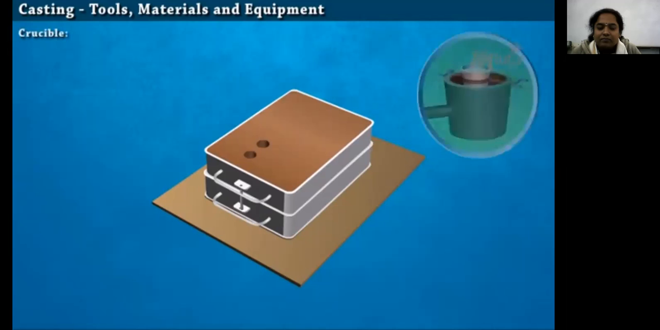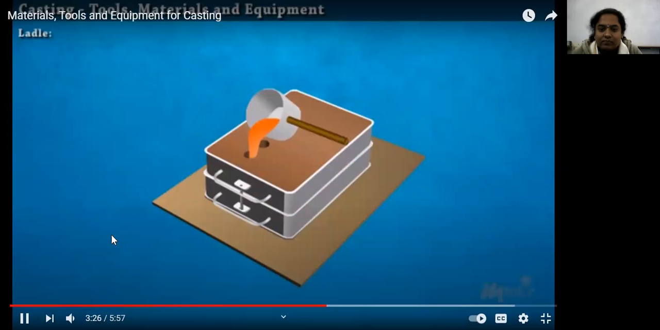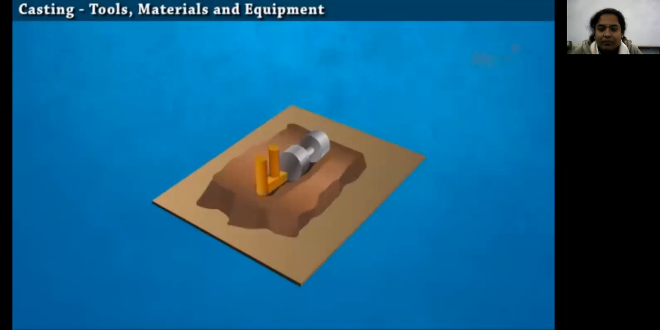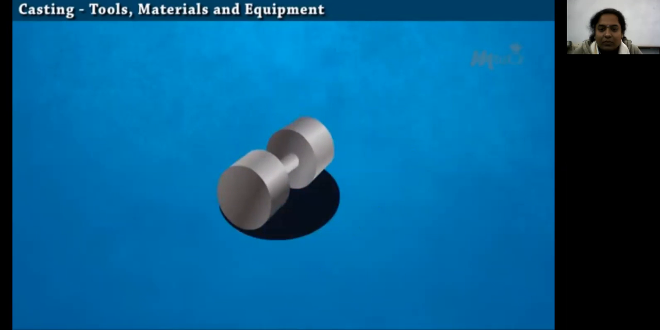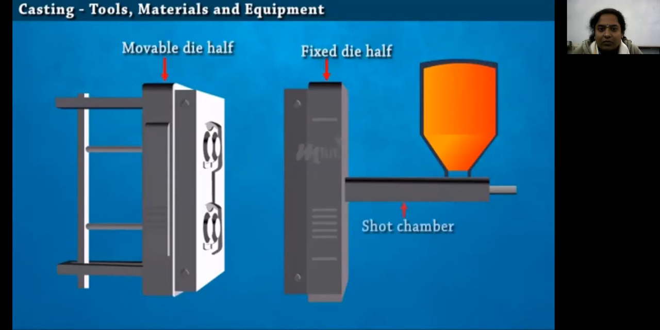Crucible. A crucible is a pot that carries metals for melting in a furnace. Ladle. Main function of ladle is to receive molten metal from the melting furnace and pour into the mold. Similarly, die casting consists of fixed and movable die, shot chamber provided with ram, and ejector pin for removing the cast part.